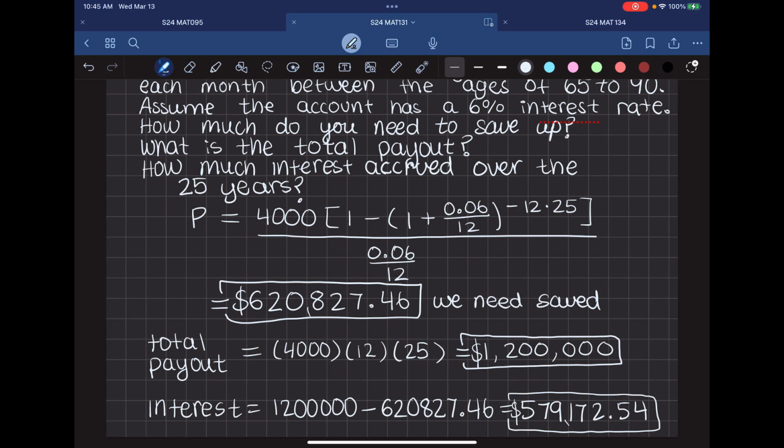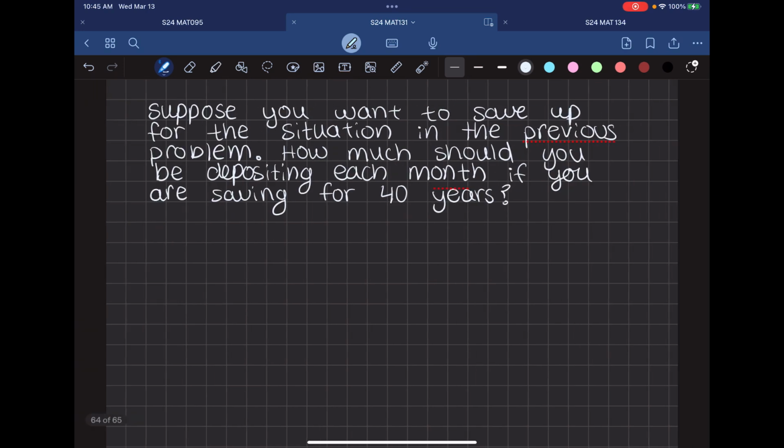All right, so next, suppose we want to save up for that situation that we just figured out, right? We're like, hey, that actually sounds like a pretty good deal. Let's try to save up for it. And say we're going to be doing that saving for the next 40 years, right? Well, now that we know the amount that we need in the account and the interest rate and the time that we're doing it for, this is now a savings annuity problem. So we can solve this problem using the savings annuity formula.